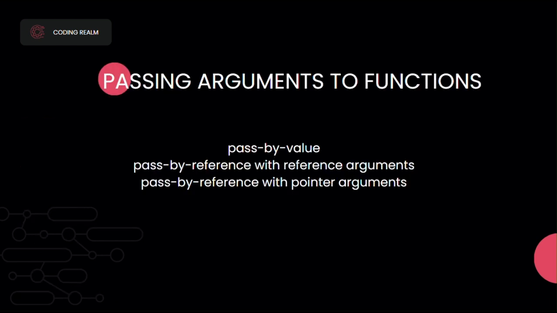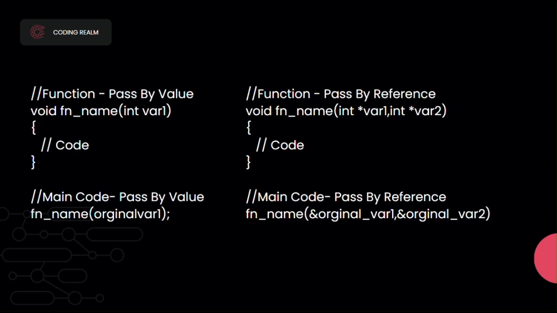Now, passing arguments to a function, we have 3 ways: pass by value, pass by reference with reference arguments, and pass by reference with pointer arguments. Let's see now the difference between the function passed by value and the function passed by reference. In the function passed by value, I start with the return type of the function, here void, the function name, and int variable1. And I open the braces and I put the block of code.